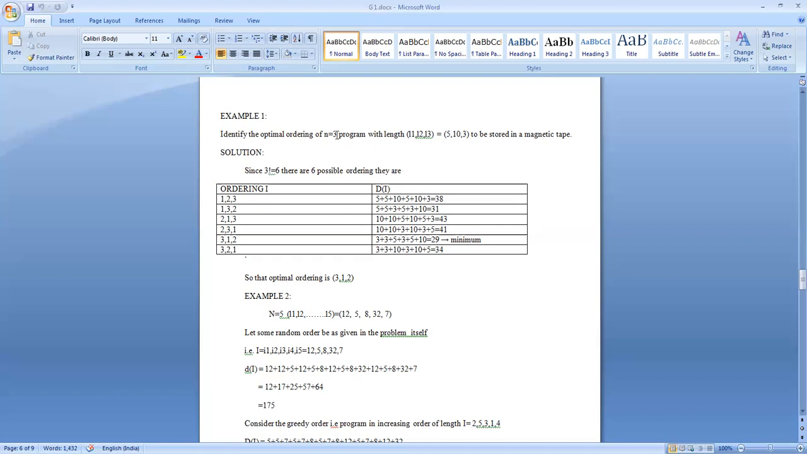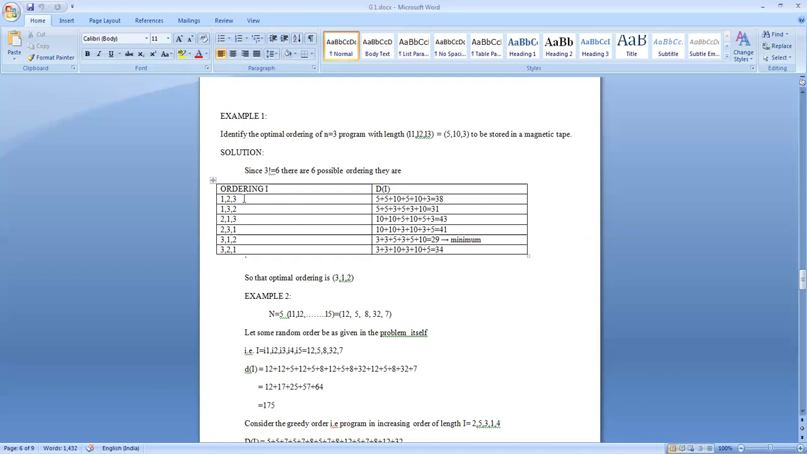Now, since there are three programs, there are 6 different ways the programs can be stored. That is 3 factorial, which is equal to 6. So the order might be first, second, third; or first, third, second; or second, 1, 3; or second, 3, 1; or 3, 1, 2; or 3, 2, 1. These are the various orders in which the programs can be stored in the magnetic tape.